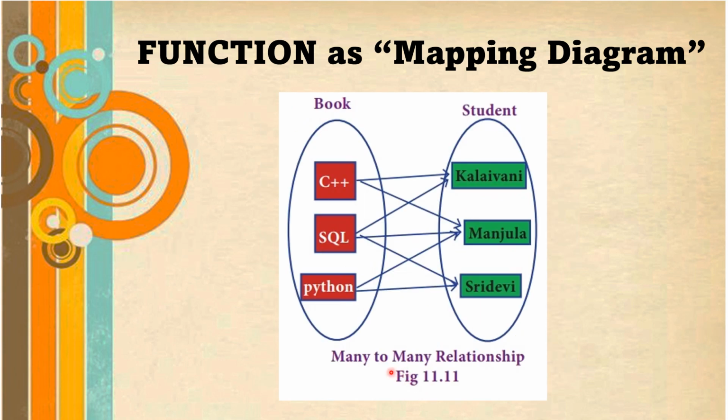Next, we have a many-to-many relationship. If we check the arrows beside the elements in the first set, on the first element we have 2 arrows connected. The second element has 3 arrows connected. And the third element has 2 arrows connected. Therefore, this mapping diagram is not a function. So that's how we identify whether each mapping diagram is a function or not.